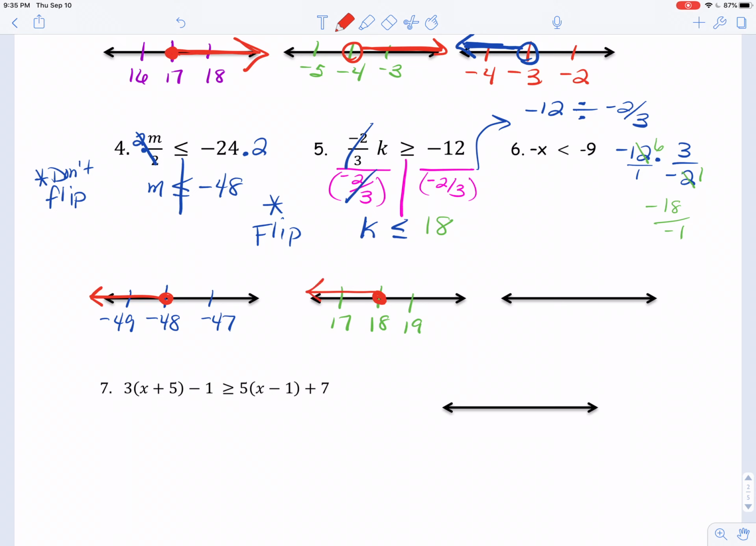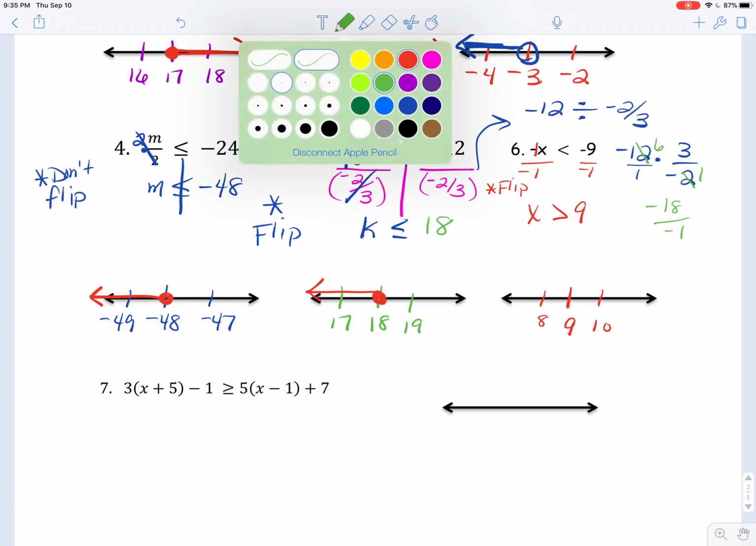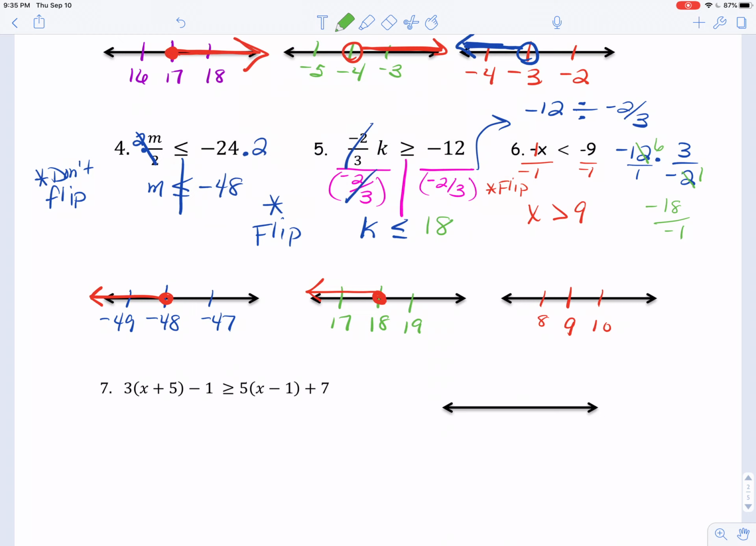All right, next problem. Now, if it's got a negative in front of the variable, that is simply a negative 1. So we're going to divide by negative 1. So that means we've got to flip. X is not less than but greater than 9. Make sure you do something to signify as soon as you realize that you need to flip, because it is so easy to forget. All right, so it can't actually be 9, but it can be greater than 9. So it could be 9.000000001 because that's greater than 9, but it just can't be 9.